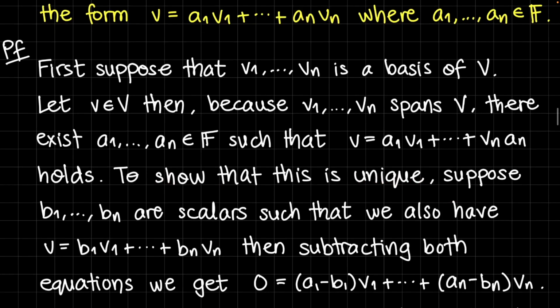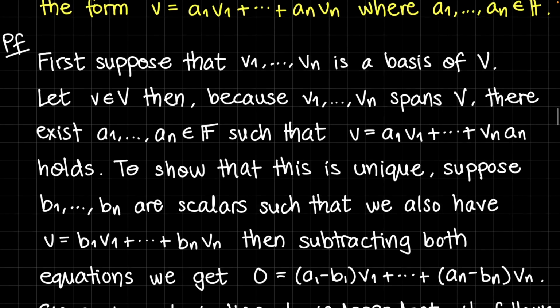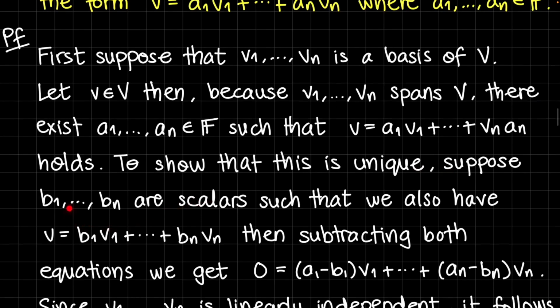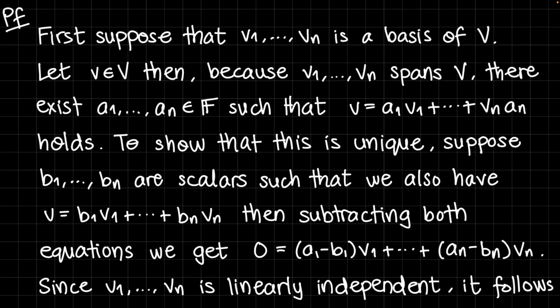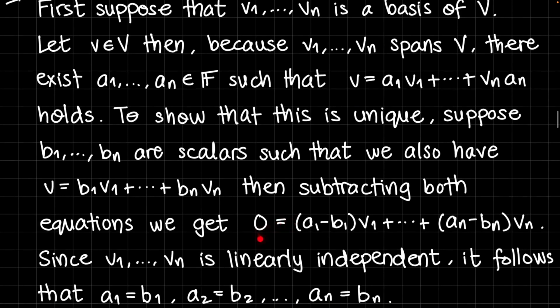So suppose there were another kind of expansion for v with respect to this spanning list v1 through vn, a different expansion in the sense that we have different scalars b1 through bn, such that v equals b1 v1 plus dot dot dot bn vn. Then we can subtract both equations, one with the a expansion and the other with the b expansion, to get 0 equals (a1 minus b1) times v1 plus dot dot dot (an minus bn) times vn.